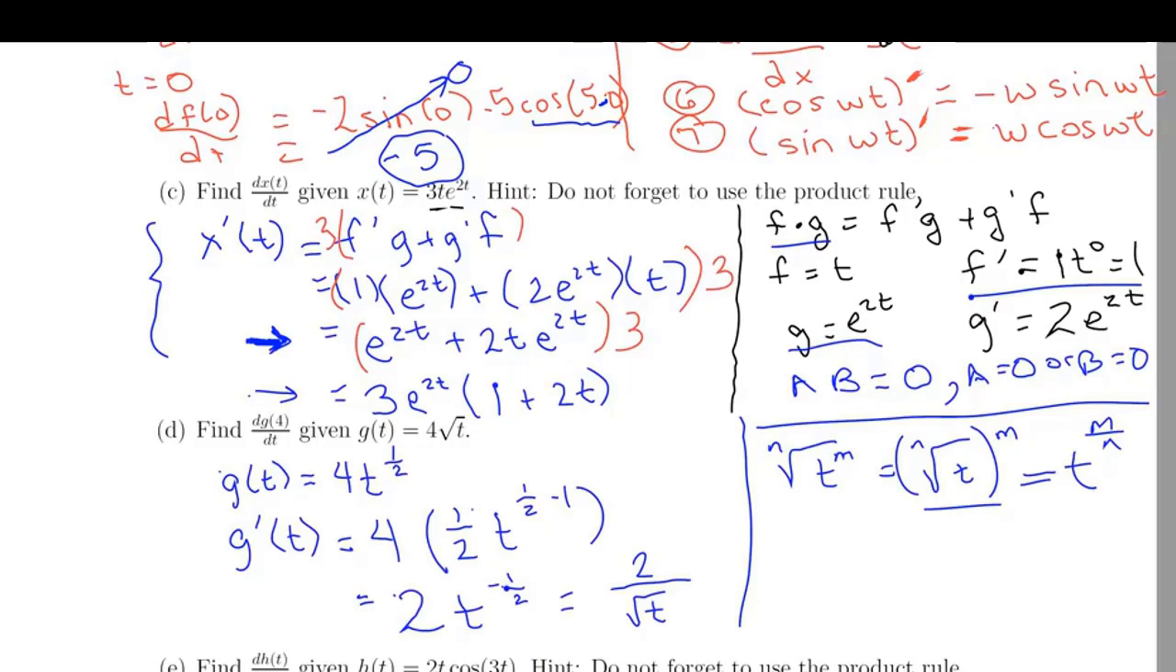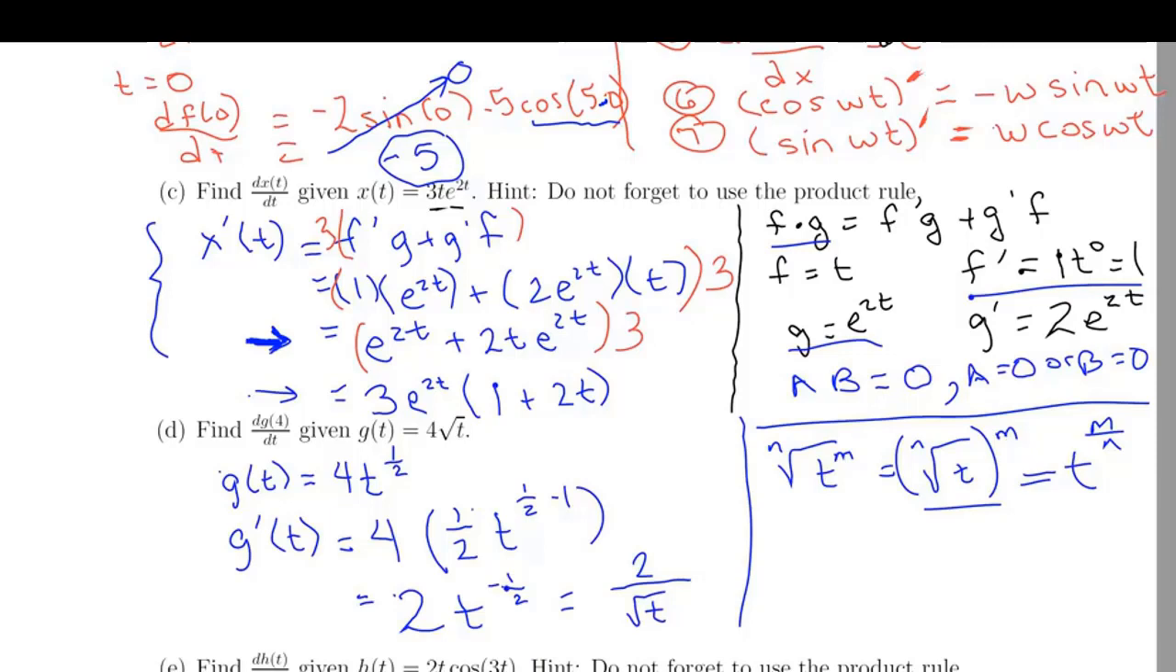There's lots of different ways you could write it. I'm going to put it back with a radical because it started with a radical. If you don't put it back with a radical, it's not wrong, so I don't want anybody to worry about that. Sometimes it's easier to work with radicals. Sometimes it's easier to work with fractional exponents. It just depends on what the rest of the question is.